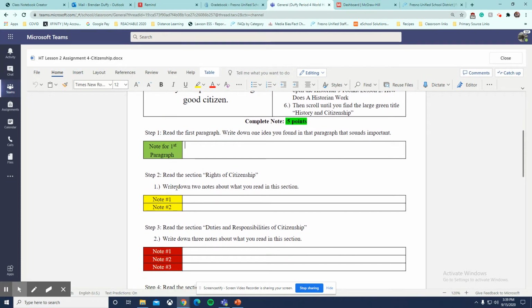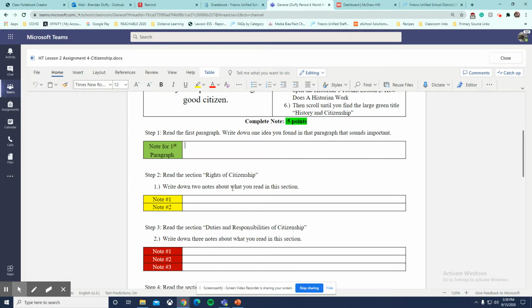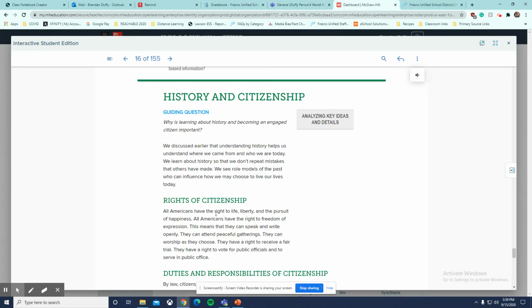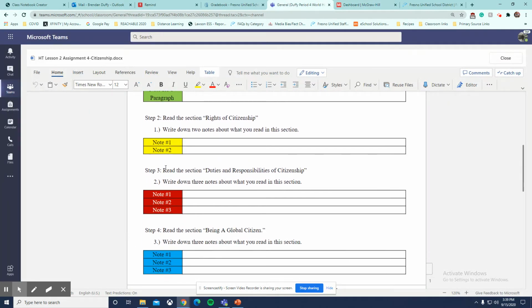Step 2, read the section Rights of Citizenship. So it would be this section here. And for this one, you'd write down 2 notes about what you read in this section. So you would cite 2 pieces of evidence, 2 things that sound important. Same thing for step 3. Read the section Duties and Responsibilities of Citizenship.